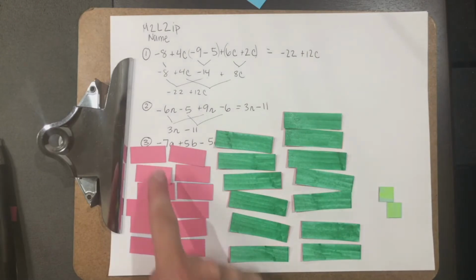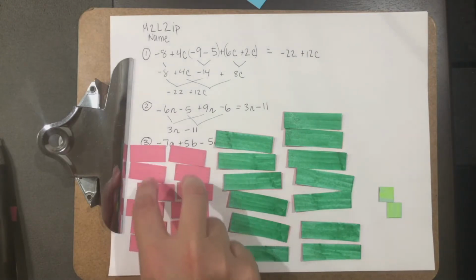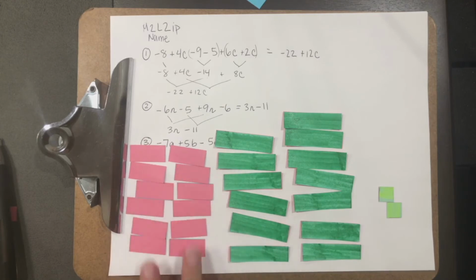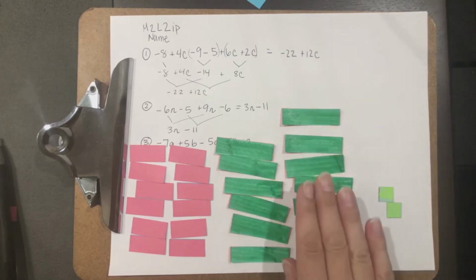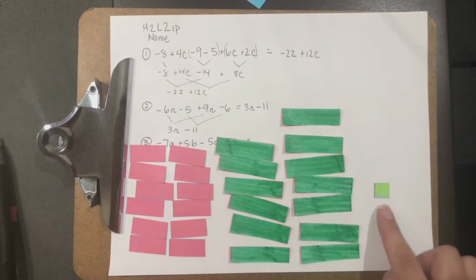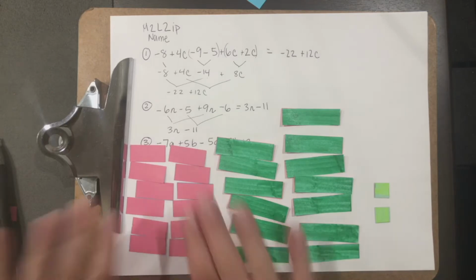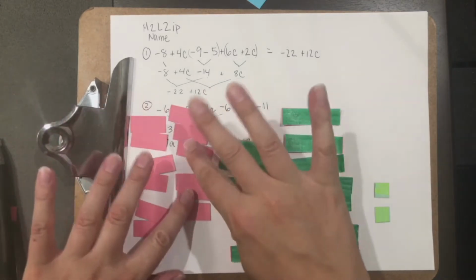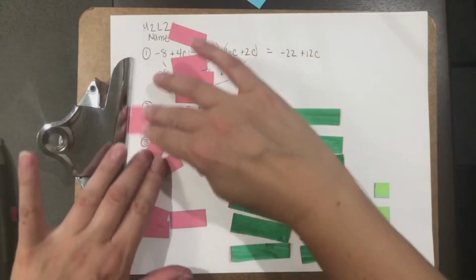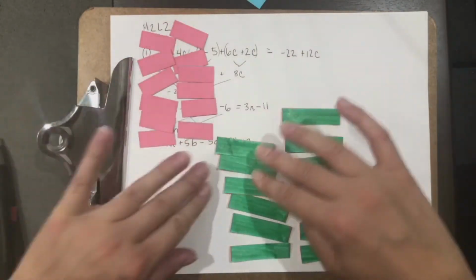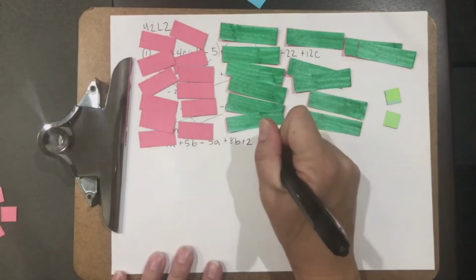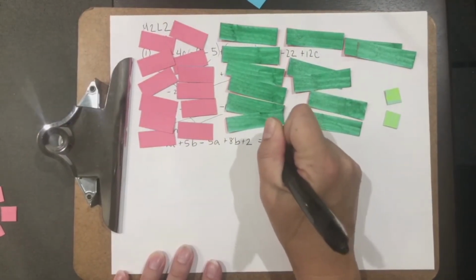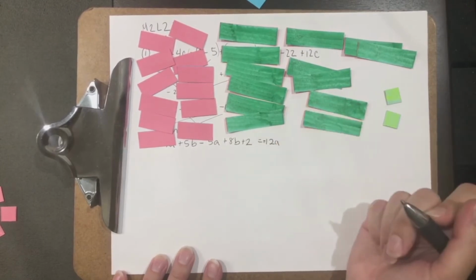Okay, so I have 12, or 2, 4, 6, 8, 10, 12, 12 negative a tiles, 2, 4, 6, 8, 10, 12, 13 positive b tiles, and 2 positive 1 tiles. So I'm going to slide that up so I can still see it, but give myself room to write. So this equaled 12 negative a tiles.